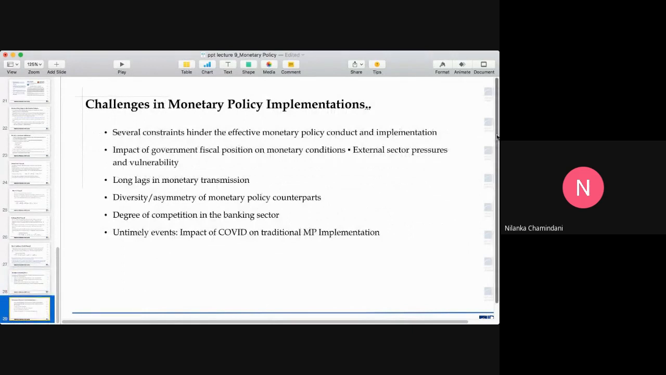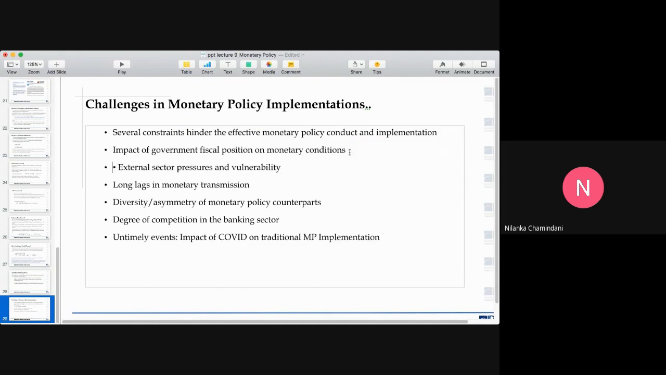Okay, so the last slide: the challenges in monetary policy implementation. Several constraints hinder the effective monetary policy conduct and implementation, as we discussed in the earlier slide. Impact of government fiscal position on monetary conditions. It is another one. Better to describe it in a few sentences.